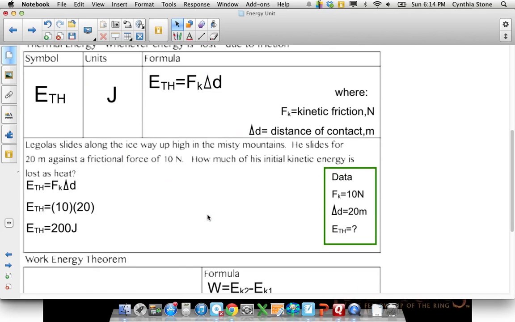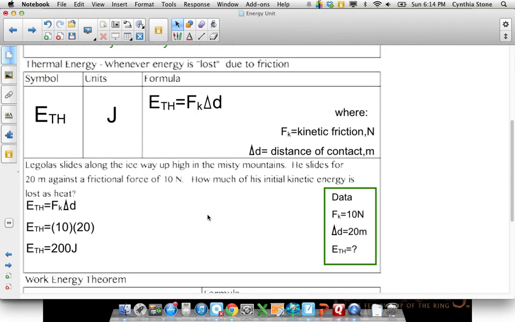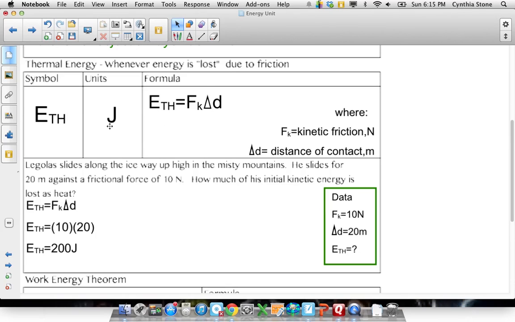Our third type of energy is thermal energy. And this is very specific. There's different types of thermal energy, and we'll get into that, but this one is specifically energy loss due to friction. So we give it the symbol E_th for E thermal, units of joules, and it's F_k Δd. So it's actually the same as the work loss due to friction. Negative, remember the negative work due to friction, right? Same thing, except it's not negative in this.